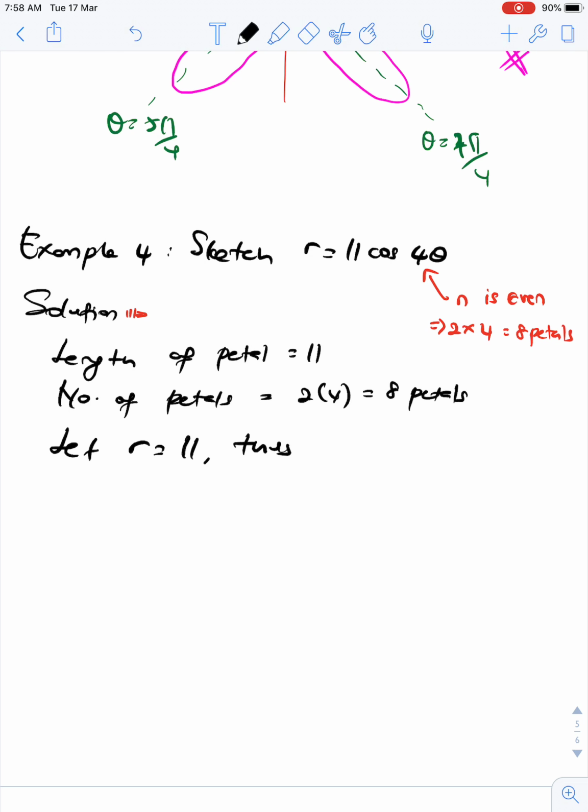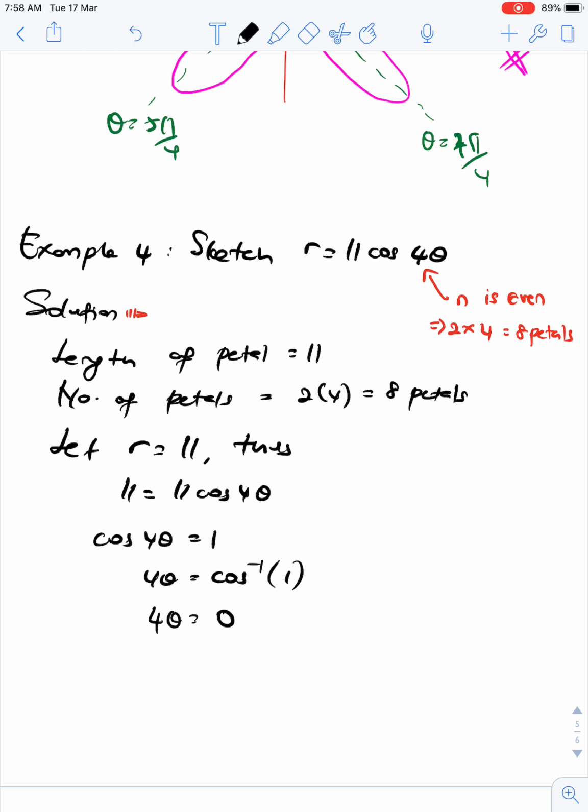Thus, we have 11 equals 11 cos 4 theta. So cos 4 theta equals 1. So 4 theta equals arc cos of 1. So again, you can use your calculator. Then you can have arc cos 1 equals 0.